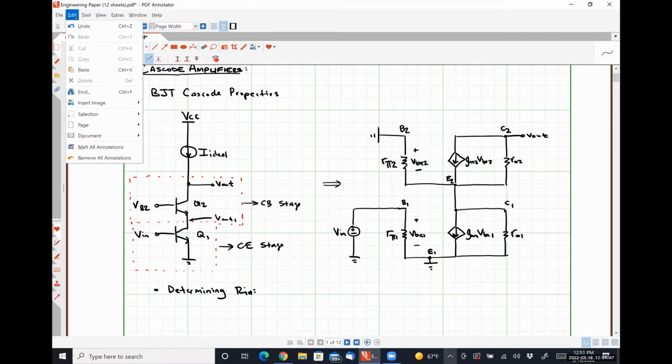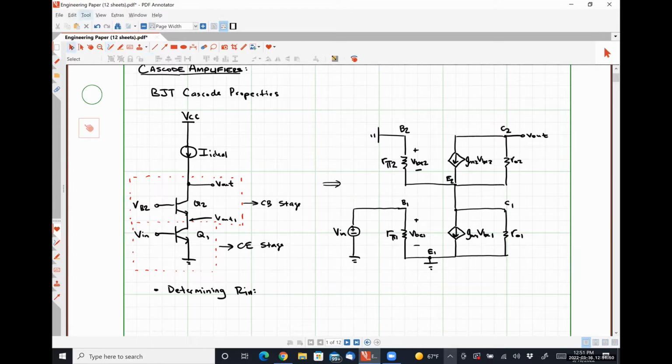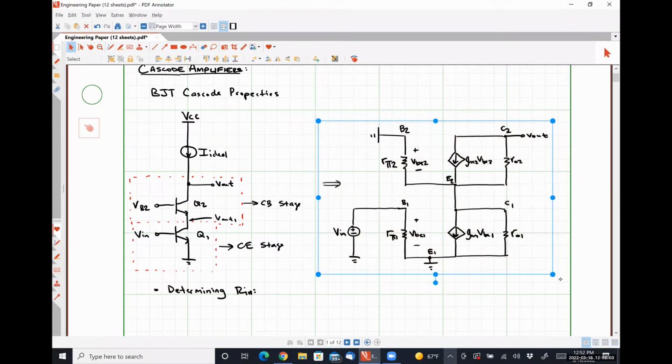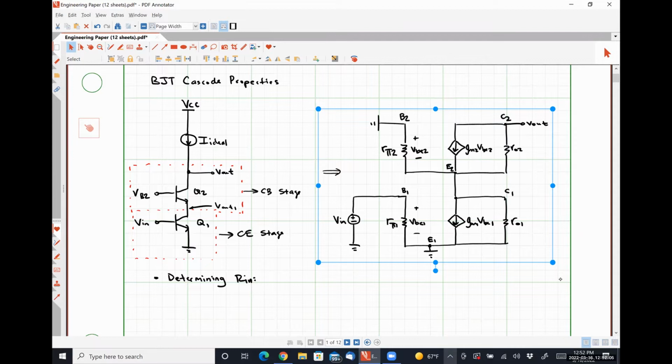I am going to copy our small signal model. You do not need to do this. You do not need to redraw this in any way, shape, or form. I'm just doing it for the sake of argument here. If I could draw a box of the correct size, we can effectively do this part by inspection fairly easily.